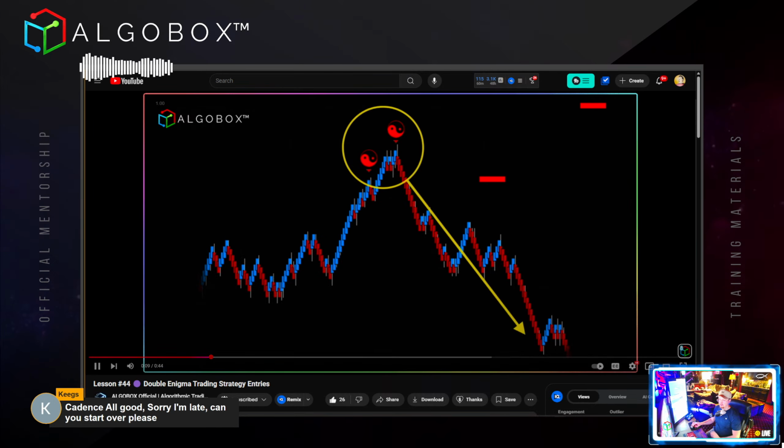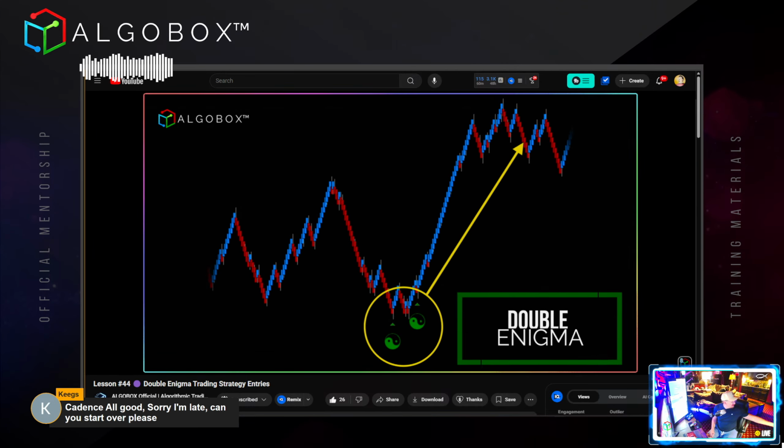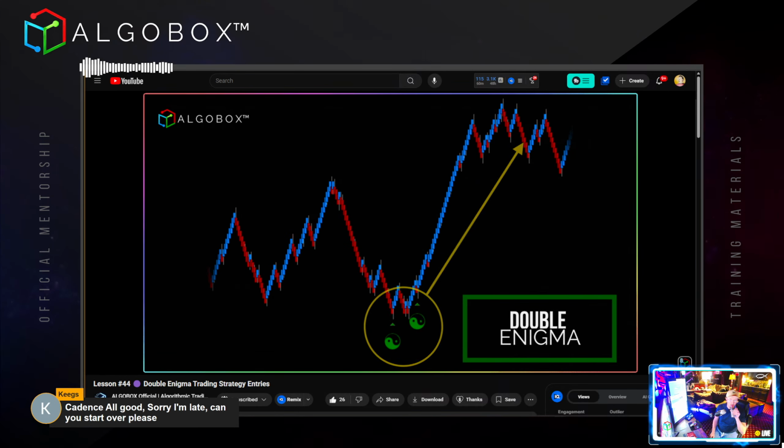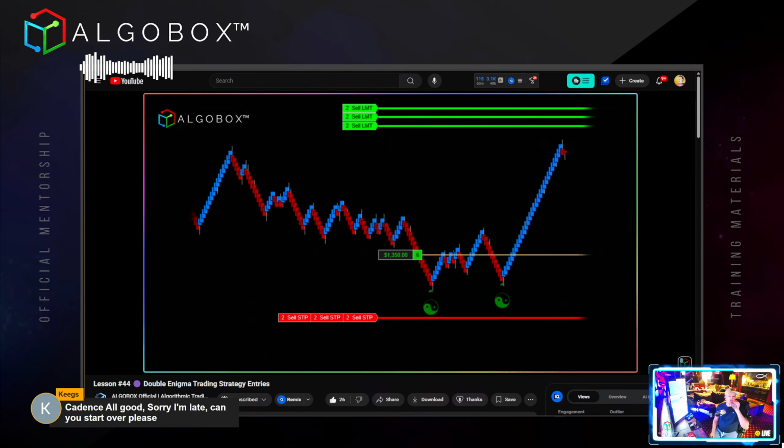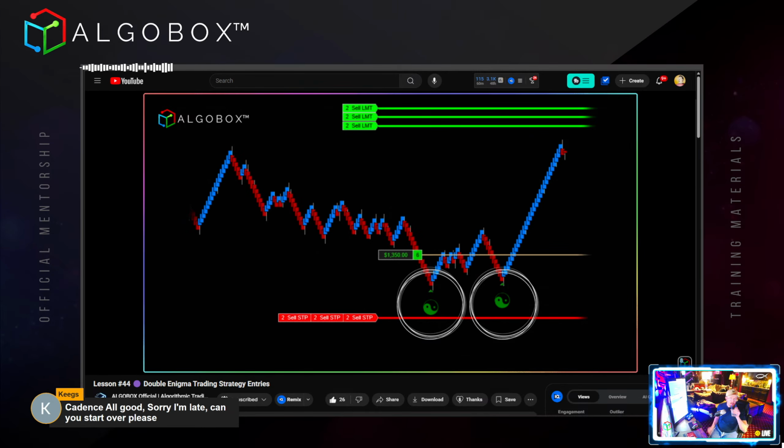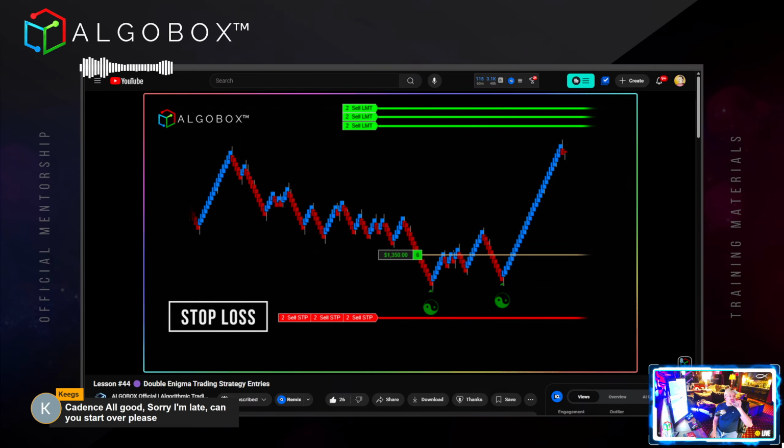Double Enigma, double power. This setup happens when 2 Flowmaster Enigmas appear close together, signaling a potential for bigger market moves. Here's an example. 2 green Enigmas appear within a few bars of each other. This signals a potential upward move. Stops are placed behind the Enigmas, and targets are set for the move higher.